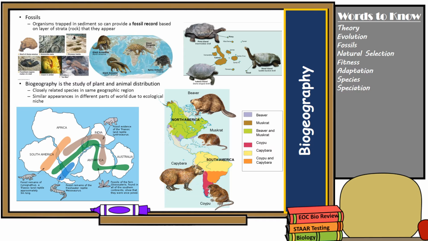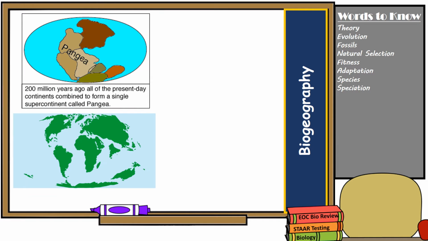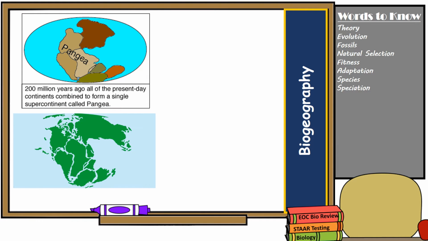Another source of evidence is found in the geographic distribution of Earth's organisms, also known as biogeography. Now, biogeography is a combination of data regarding both living organisms as well as fossils in order to identify where different species have lived at different moments in time.